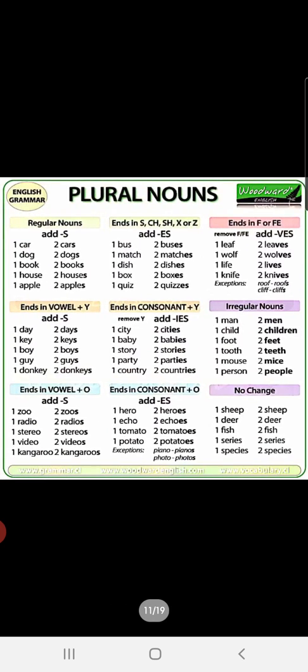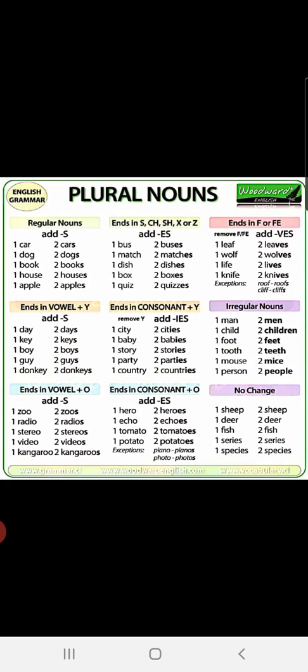Now let us quickly see the rules once again. There are nouns in which we just have to add S. Then the nouns which are ending with S, CH, SH, X or Z, you have to add ES to it. The nouns which end with F or FE, you have to remove F or FE and add VES. There are some exceptions you can see. Then the nouns which are ending with Y, but before that a vowel is there, add only S. If it is ending with Y but before that a consonant is there, remove Y and add IES to it, children.